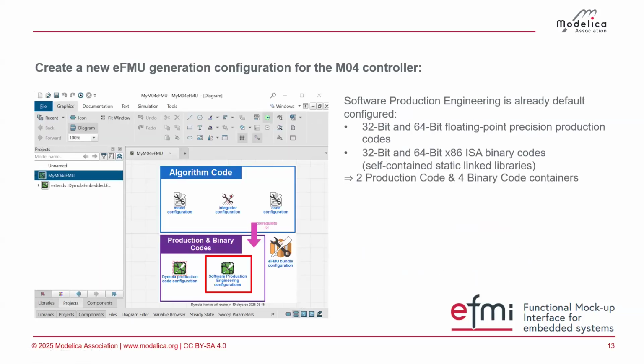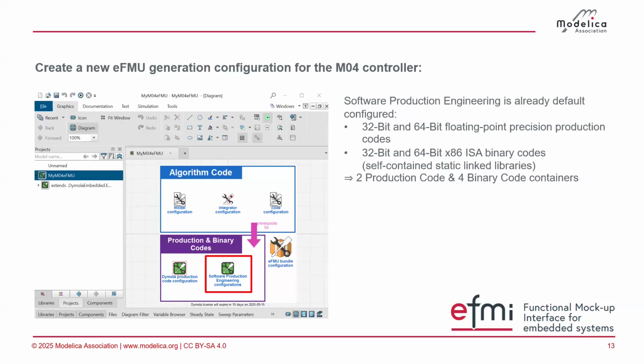In theory, in this generation configuration, well, not only in theory, in practice also, you could change code generation for the software production engineering. But there is a default configuration already active, because you have software production engineering available in your setup. And the default configuration is that we will generate for 2 types of floating point precisions. 32-bit floating point precision, 64-bit floating point precision.